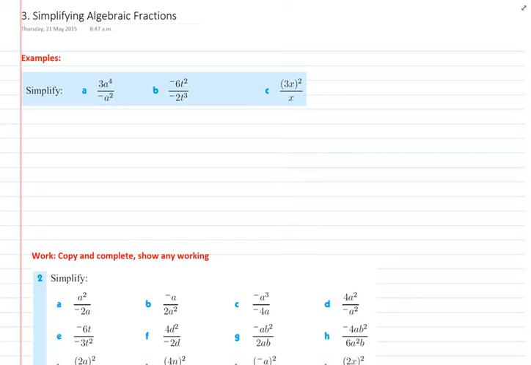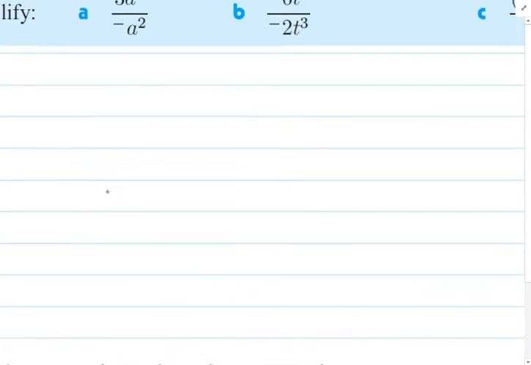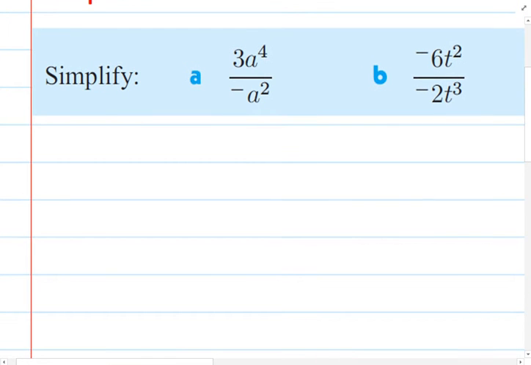Hi Year 9s, in this video we're looking at simplifying algebraic fractions. As with all of the examples that we're doing, I'm going to start by copying out the question. So I've got 3a to the 4 over negative a squared.